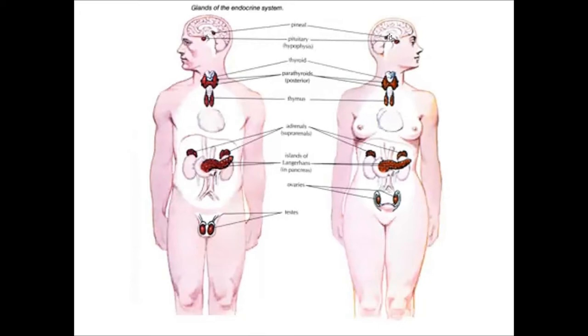The pineal and pituitary gland, or hypophysis, are located in the cranial cavity. Next one, the thyroid, parathyroid, and thymus are located in the neck and chest. Next one, the adrenals or suprarenal glands and pancreas are located in the abdominal cavity, and in the pelvic cavity the ovaries, and the testis located in the scrotum.